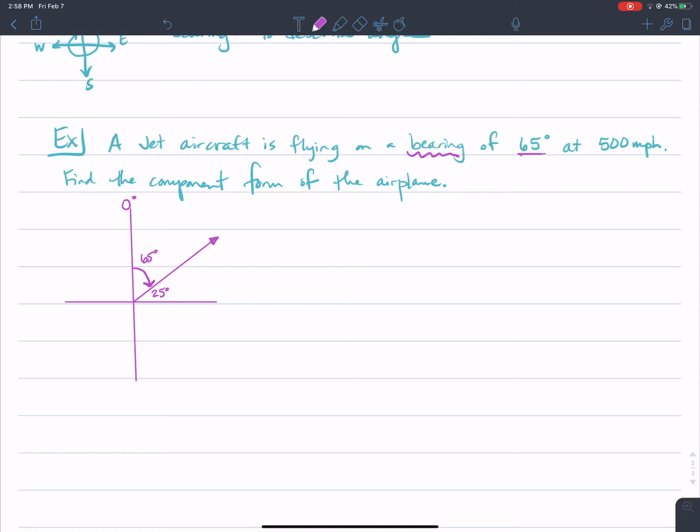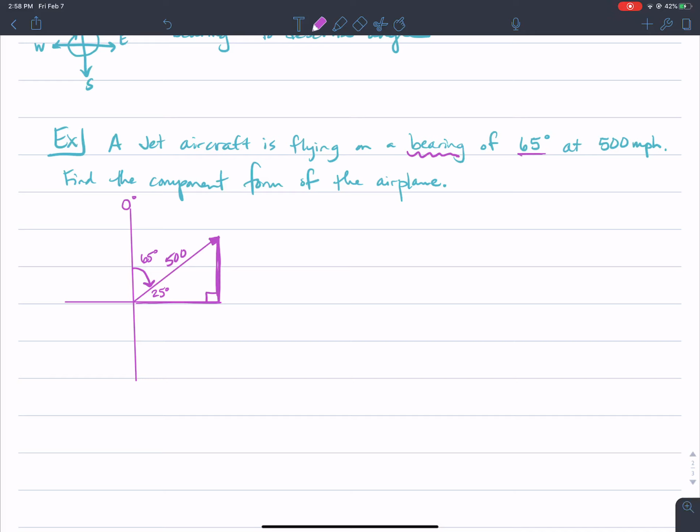Okay, 500 miles per hour, that velocity is going to be the magnitude of your vector. So we know the length of this vector is 500. Now when we do our math, we're still going to do it the same way we always have. We're going to bring a triangle down to the positive x-axis here. Make a little right triangle.